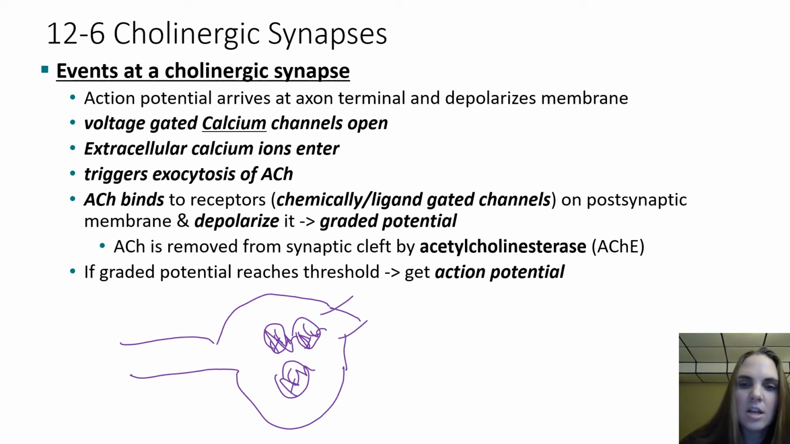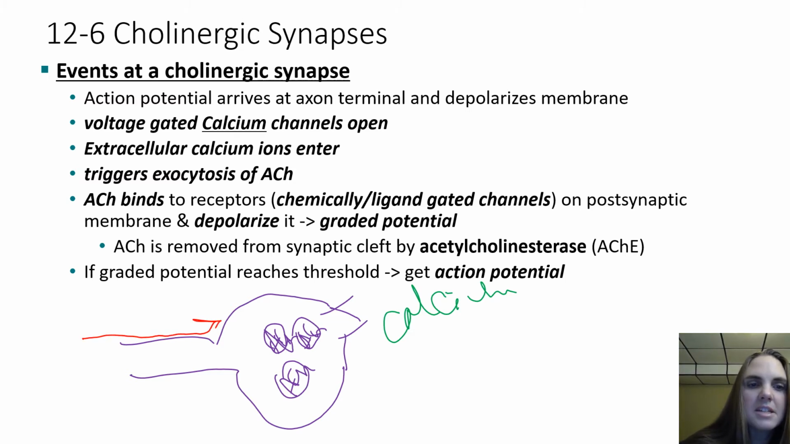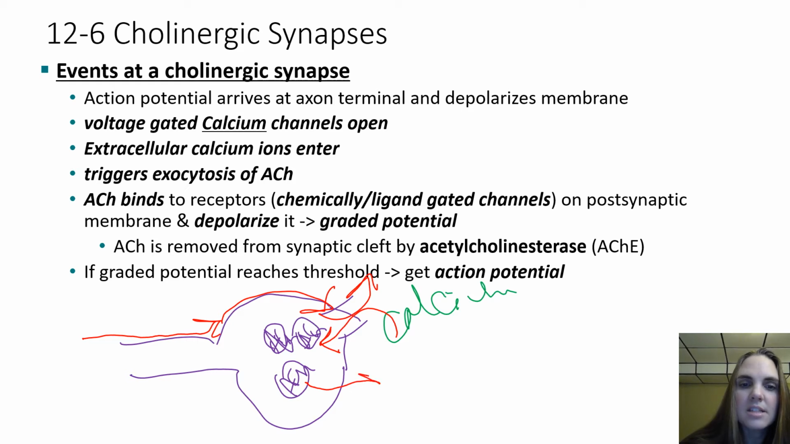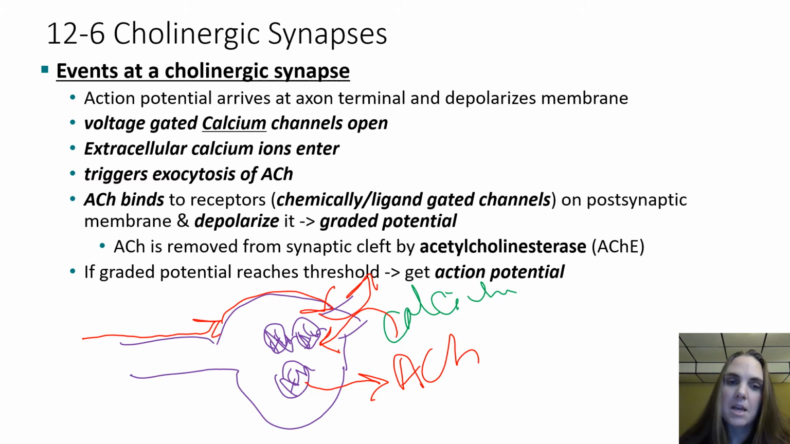We're going to have these gated channels, and we're going to have calcium hanging out outside here, extracellular calcium. So that action potential, that depolarization, is going to travel all the way down to the axon terminal, and that depolarization is going to trigger this gate to open. That's going to trigger calcium to come into the cell, and that's going to trigger exocytosis of acetylcholine out of the axon terminal. So it's kind of a multi-step process to release that acetylcholine from the axon terminal.